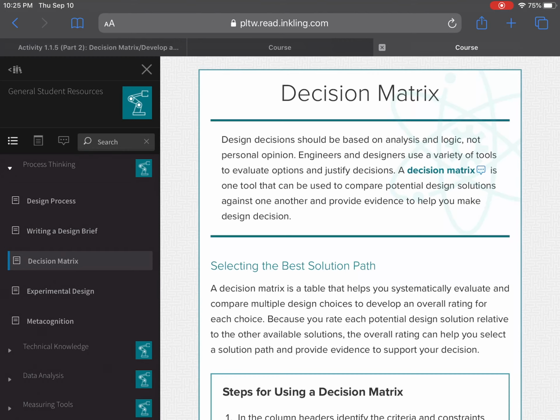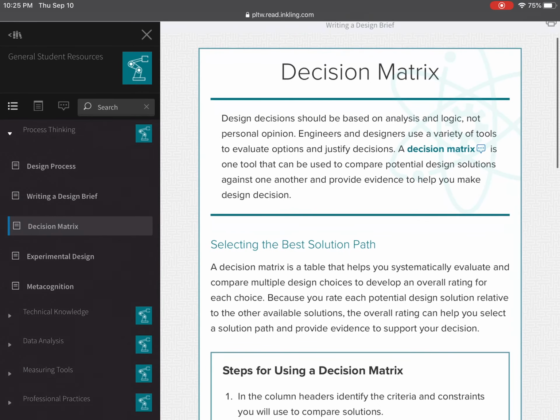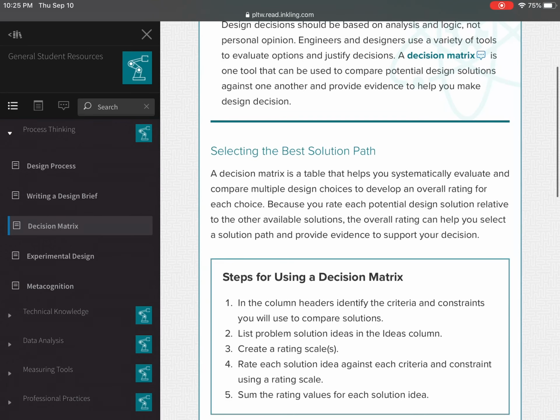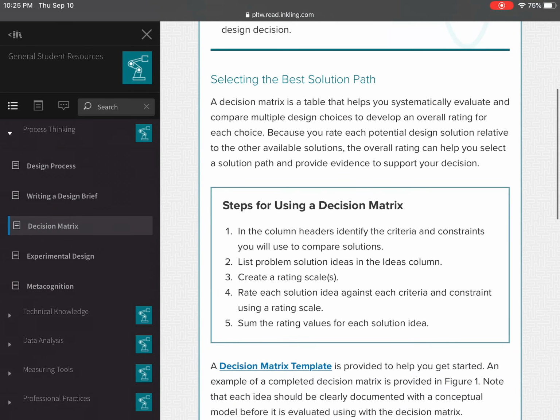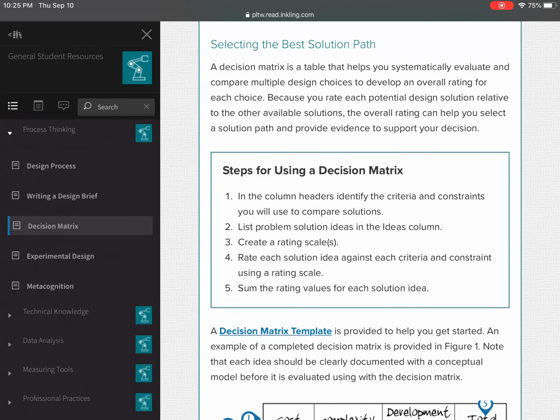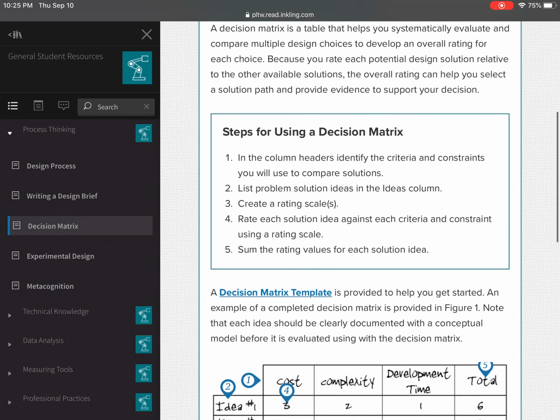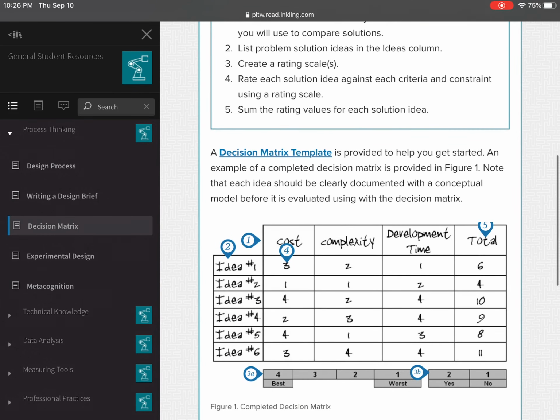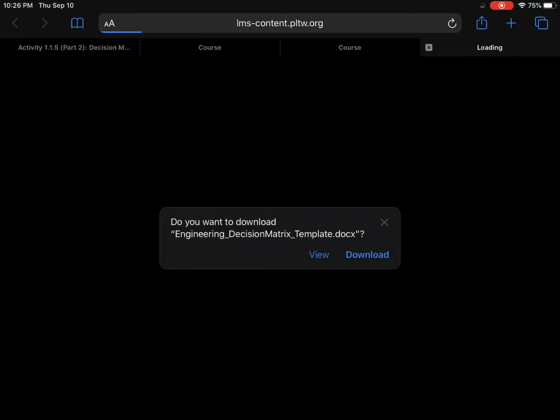All right, so we also have another document here talking more about what a decision matrix is. All right, it talks here that decision matrix is one tool that can be used to compare potential design solutions against one another, and that's exactly what we're doing. All right, it also provides evidence to help you make a design decision. Okay, it walks you through steps on how to make one. Right, so you can read these steps 1 through 5, and it basically just goes through what I just talked about.